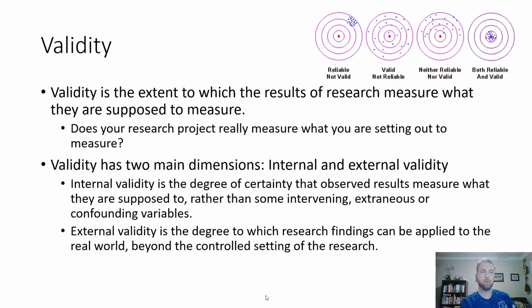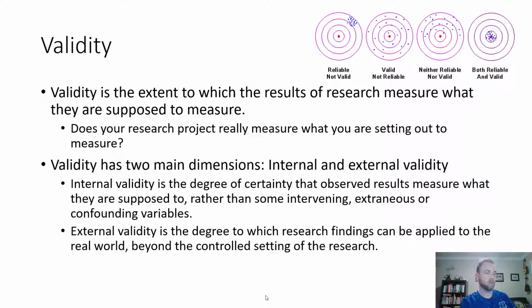Validity has two main dimensions, internal and external validity. Internal validity is the degree of certainty that observed results measure what they're supposed to. Essentially, did the findings measure the appropriateness of this neighborhood for a coffee shop? No, they found that this neighborhood is appropriate for Walmart instead. So that's internal validity, the degree of certainty that the observed results measure what they're supposed to, rather than some intervening, extraneous, or confounding variables.